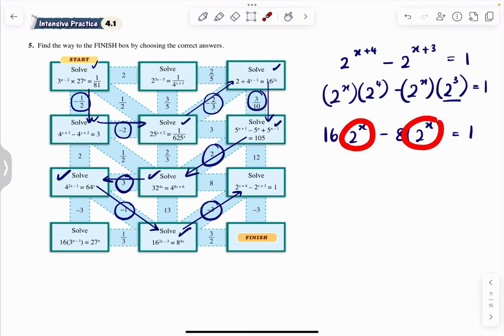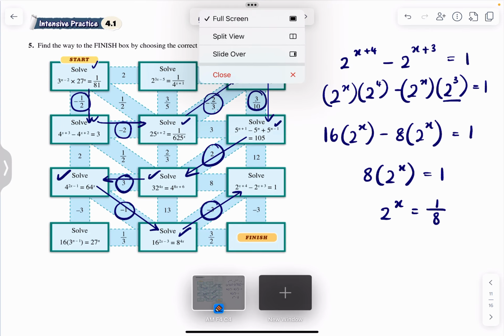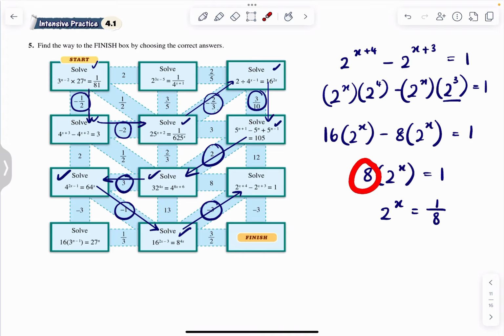So 2^x, oranges. So 16 oranges minus 8 oranges is 8 oranges. So 2^x is 1 over 8. Okay, the 8 we bring the other side. 8 bring here, become divide. So 8 is again 2 cube. So if we have 1 over, you can make it negative power. So it will be 2 power negative 3. Therefore, x is negative 3, as expected.